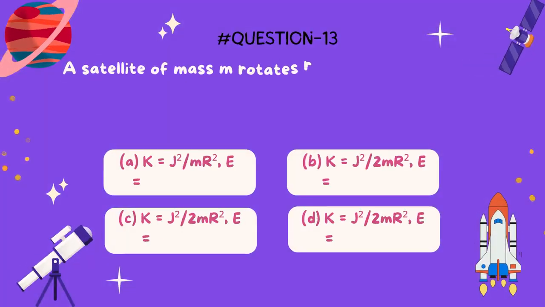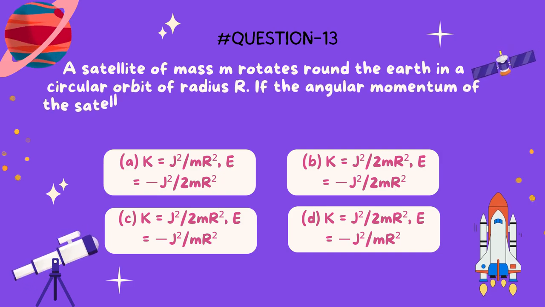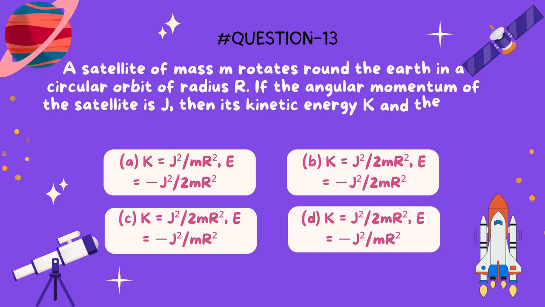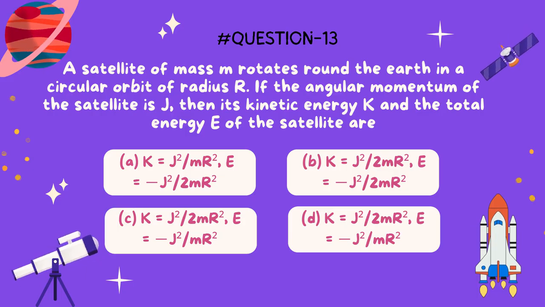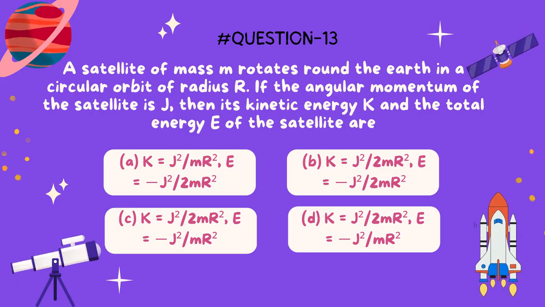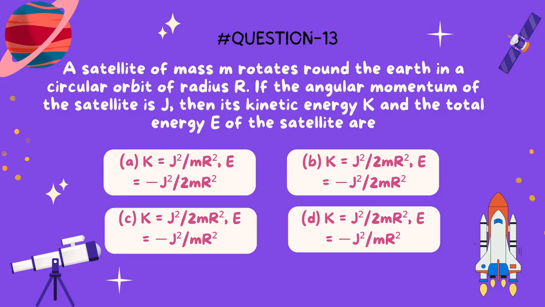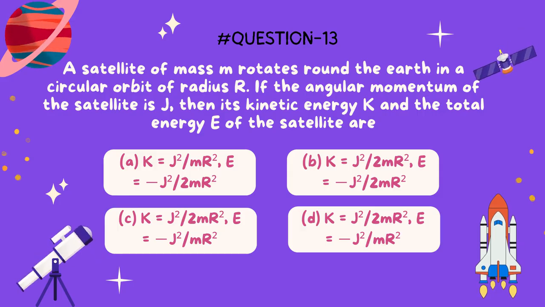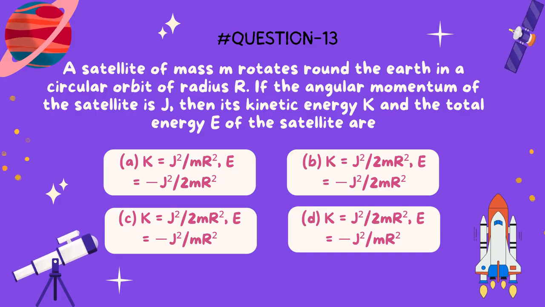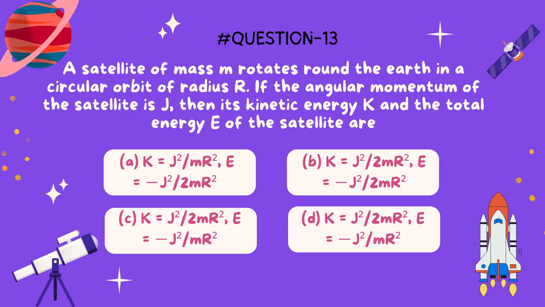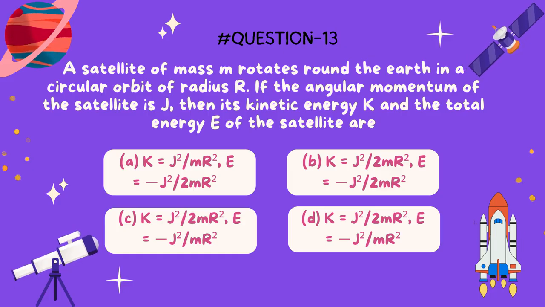13. A satellite of mass m rotates round the Earth in a circular orbit of radius R. If the angular momentum of the satellite is J, then its kinetic energy K and the total energy E of the satellite are: A. K equals J squared divided by m times R squared, E equals negative J squared divided by 2 times m times R squared. B. K equals J squared divided by 2 times m times R squared, E equals negative J squared divided by 2 times m times R squared.